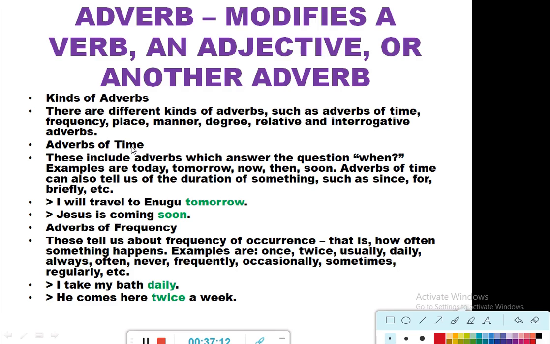Now let's look at adverbs of time. These include adverbs which answer the question when. Examples are today, tomorrow, now, then, soon. Adverbs of time can also tell us of the duration of something, such as since, for, briefly, etc.